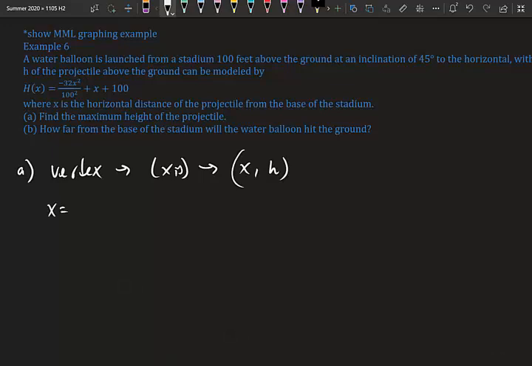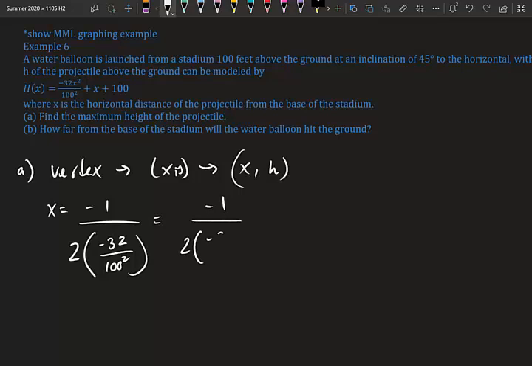So we have x equals -b, which is 1, over 2 times a. A is -32 over 100 squared. You are going to need a calculator for this, so we can do this piece by piece. We have -1 over 2 times -32 over 10,000. And we can simplify the fraction inside. We simplify -32 over 10,000 to -2 over 625.